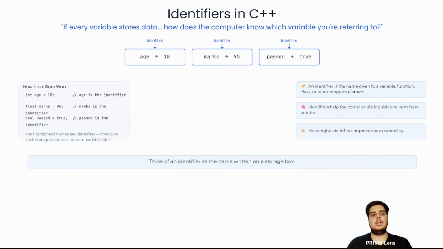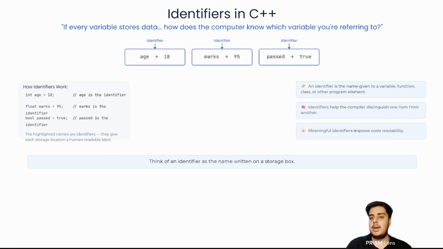Identifiers in C++. If every variable stores data, how does the computer know which variable you are referring to? And that's where the identifier comes into the picture. So, age is an identifier, pass is an identifier, marks is an identifier.